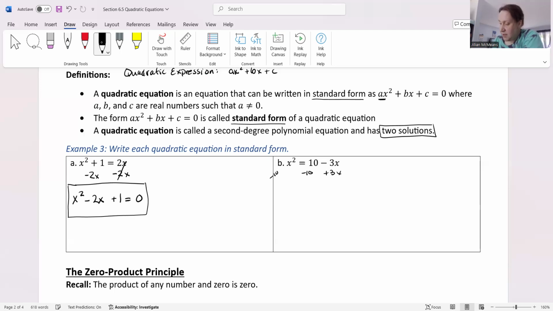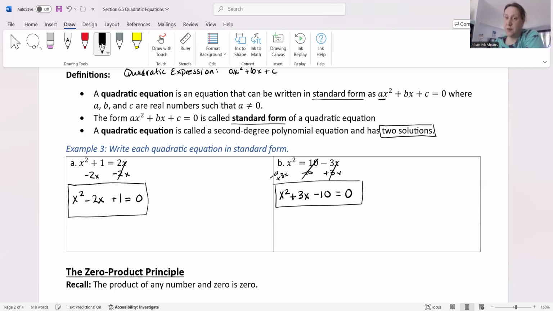So I'm going to subtract 10 and add 3x to both sides. When I do that on the left, I'm going to get x squared. We added 3x to both sides, so plus 3x. We subtracted 10 from both sides, so minus 10. And then what is that going to equal? Well, 10 minus 10 is 0. Negative 3x plus 3x is 0. So my right-hand side equals 0.